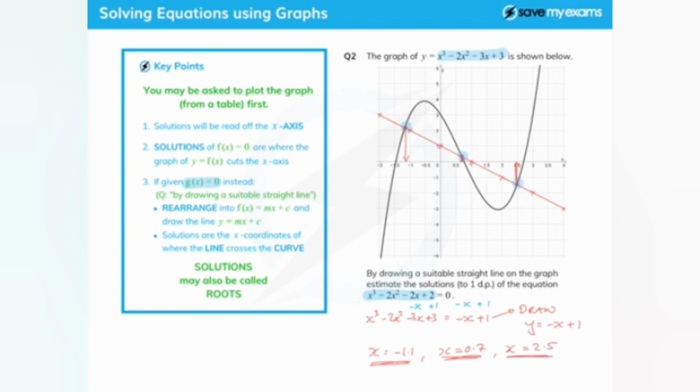So the first question was relatively straightforward. This one was a bit more difficult, but as I say, you just make the left-hand side of the equation look like the function you've been given and adjust the right-hand side, draw the straight line, and find the x-coordinates of the points of intersection. And that's what you do.